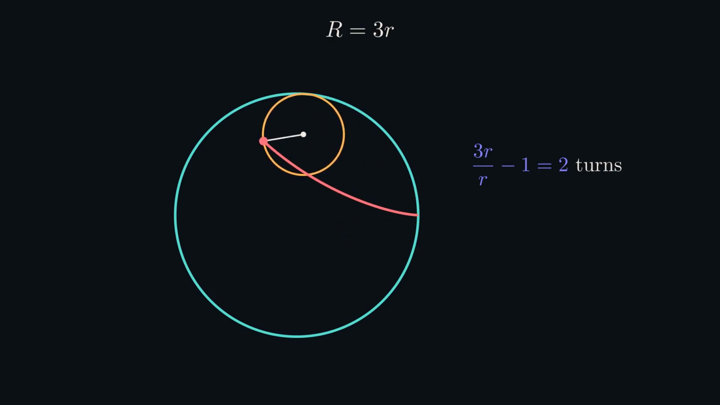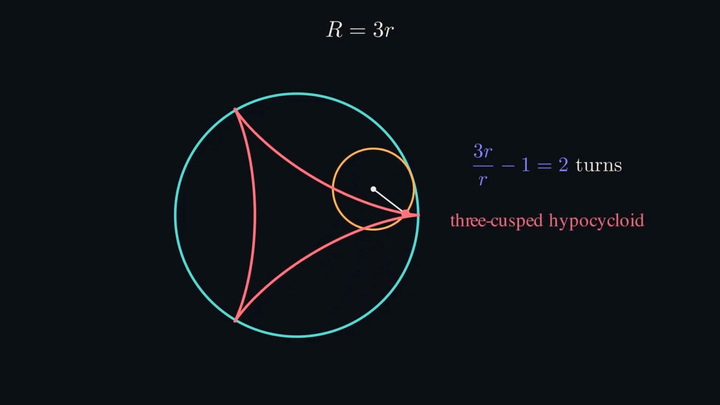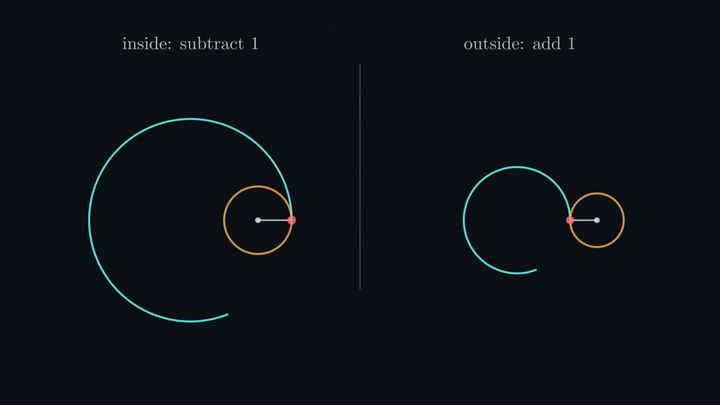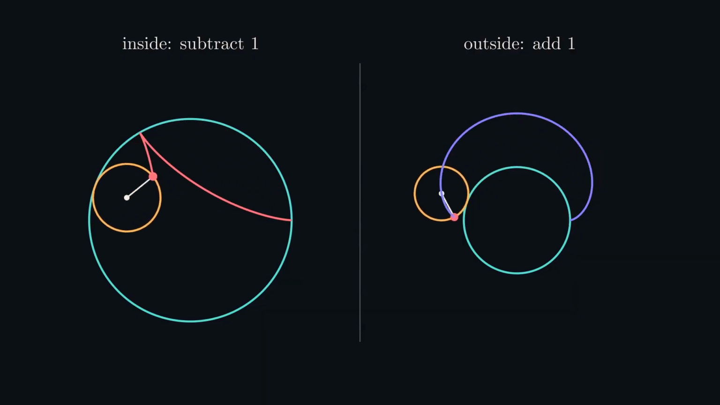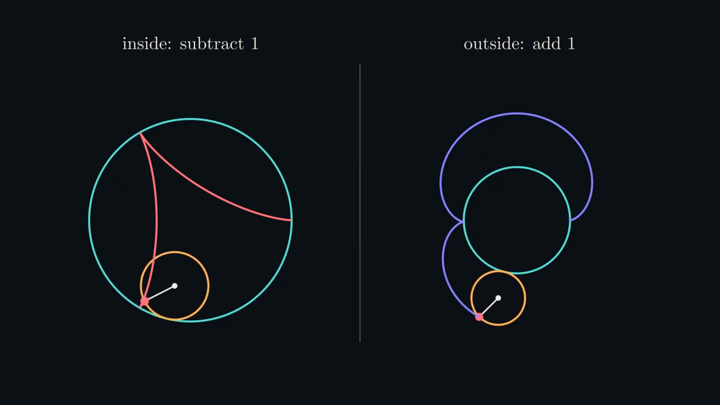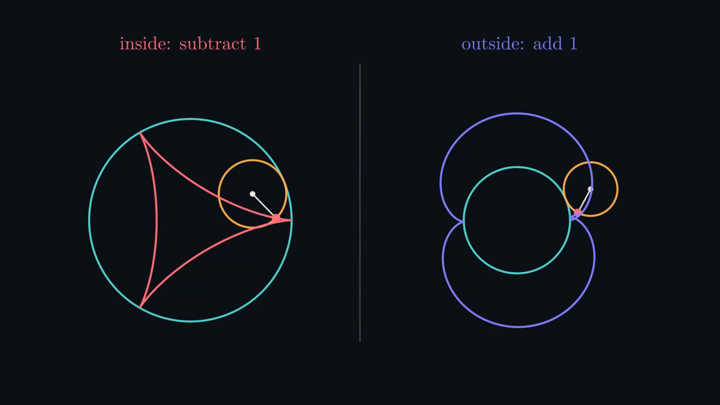If the small radius is 1/3 of the large one, the coin makes 2 turns, and the marked point draws a 3-cusp curve. These are hypocycloids, paths made by a point on a circle rolling inside another circle. Outside gives the related epicycloids. The original 2-coin puzzle is the simplest outside case, but the extra turn isn't a party trick attached to coins. It's a curvature correction, and it controls the geometry of every one of these trace paths.